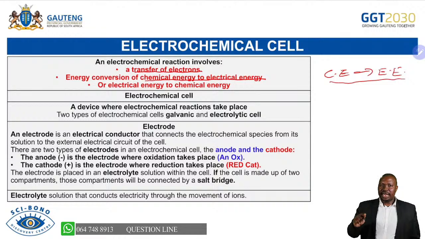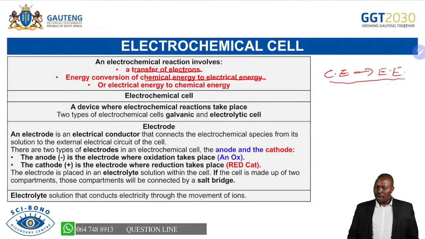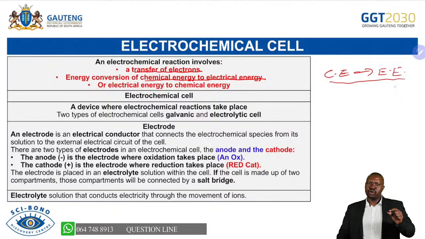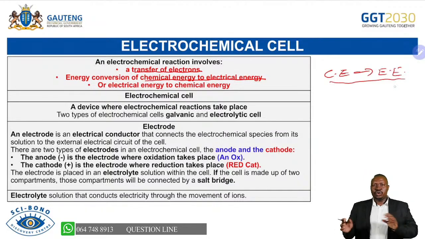Now we're going to do another cell, which is the electrolytic cell, which is not the subject for today. On that one, we'll convert electrical energy to chemical energy, the same way you did with the motor. Remember when we were doing motors, you said a motor converts electrical energy to mechanical energy. So don't confuse them.